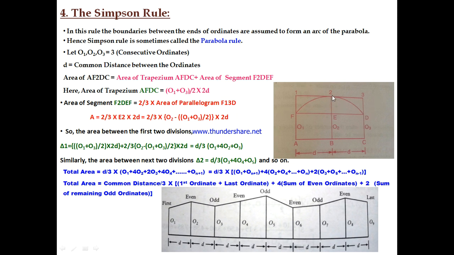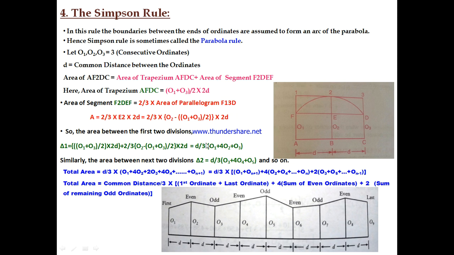Now we don't know the value of E2, so what can we do to calculate it? E2 can be calculated as O2 minus O1 plus O3 by 2. Suppose this is O1 plus O3, so O1 plus O3 by 2, and if we deduct it from O2, then we get the value of E2.